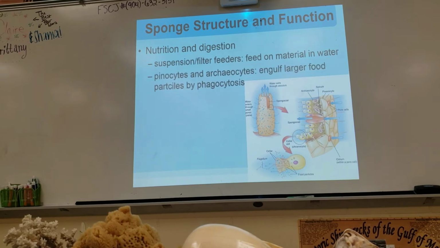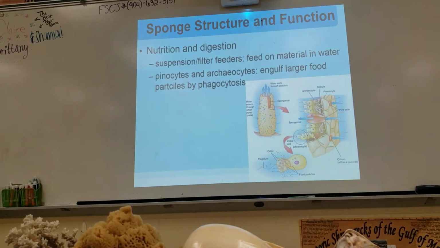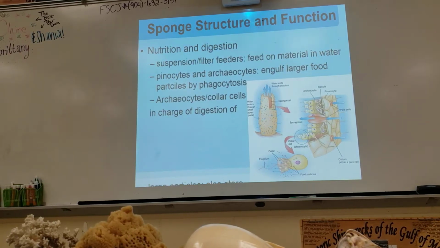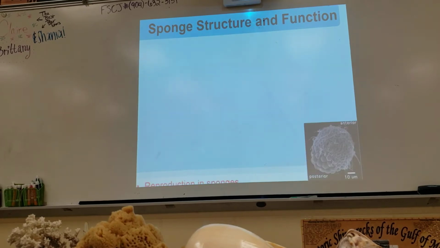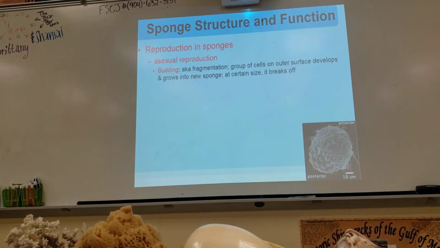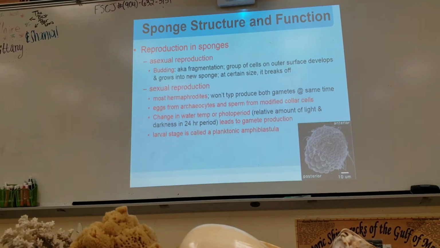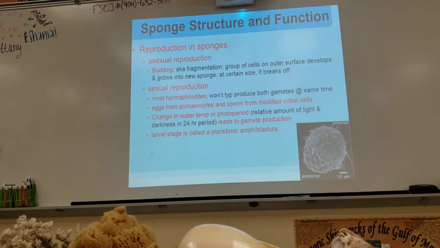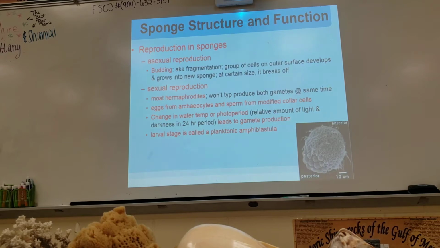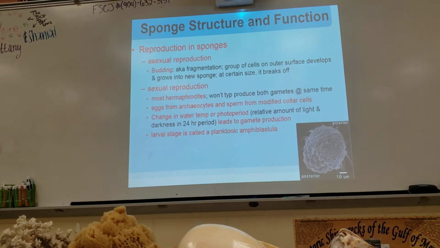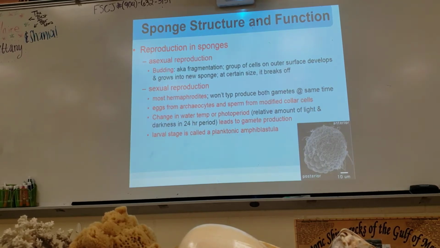They're filter feeders, suspension feeders. Thanks to the collar cells breathing in, they'll grab everything out of the water. Their reproduction is asexual, simple budding, so they'll fragment a piece off and send it on through. They can also do sexual reproduction. Most are hermaphroditic, with eggs from the archaeocytes and sperm from the modified collar cells.